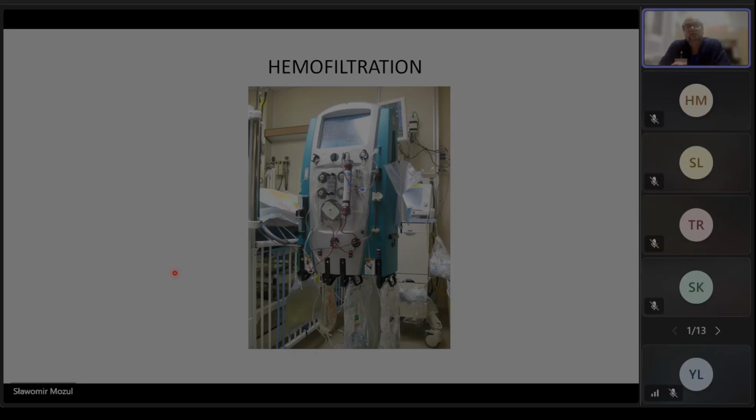This is a continuous technique, usually lasting several days or longer. Unlike hemodialysis, diffusion is not used here. There is no diffusion. There is no dialysis fluid.